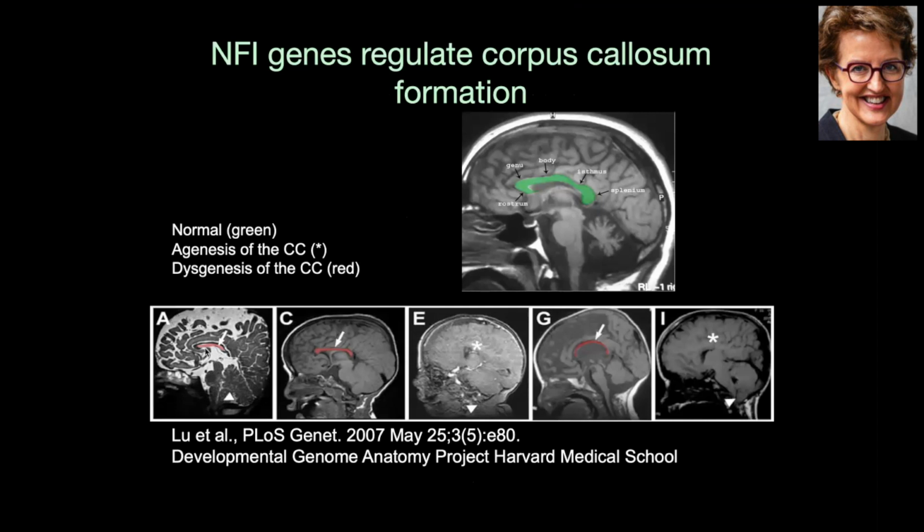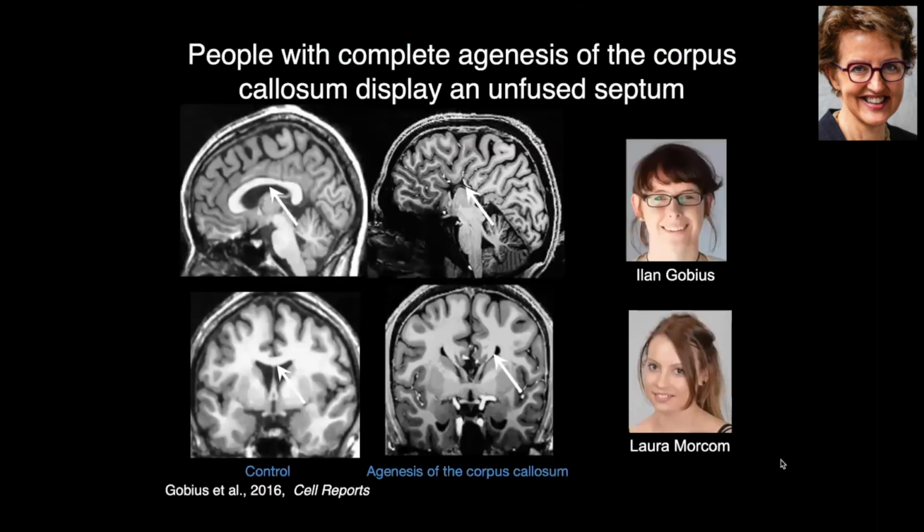You can see patients with very reduced corpus callosum and some patients with no corpus callosum. And as mentioned before, we started to look at exactly what was happening in these individuals. This was work done by Alain Gobius and Laura Morecambe to try and understand at a fundamental level, how does complete agenesis of the corpus callosum come about?